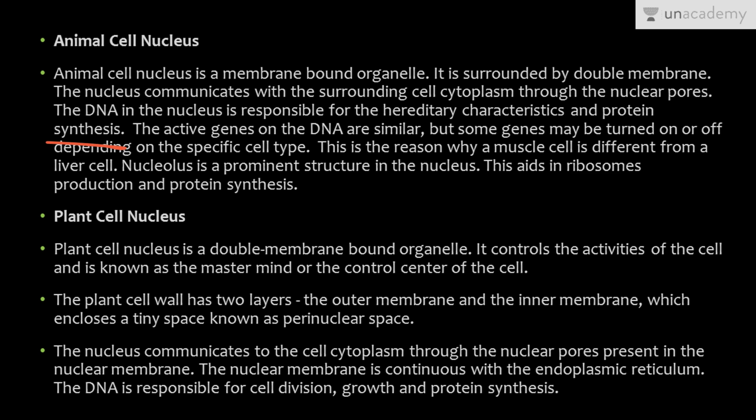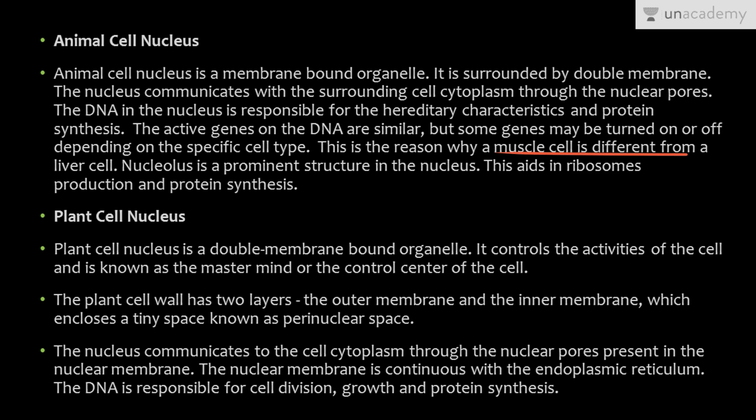The active genes in the DNA are similar, but some genes may be turned on or off depending on the specific cell type. This is the reason why a muscle cell is different from a liver cell. The DNA is present in every cell, right? But depending on the specific cell type, the expression is turned on or off. So that is the reason why we have different properties. A muscle cell is different from a liver cell, a hepatocyte, like that. The nucleolus is a prominent structure in the nucleus which aids in ribosome production and protein synthesis.